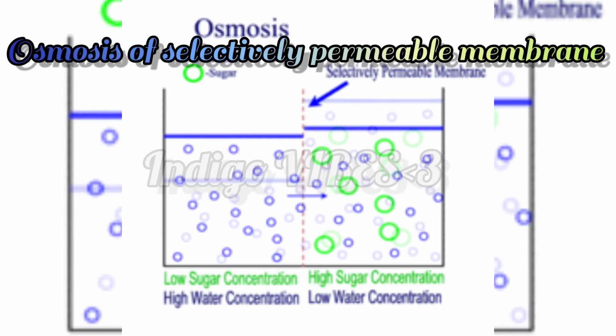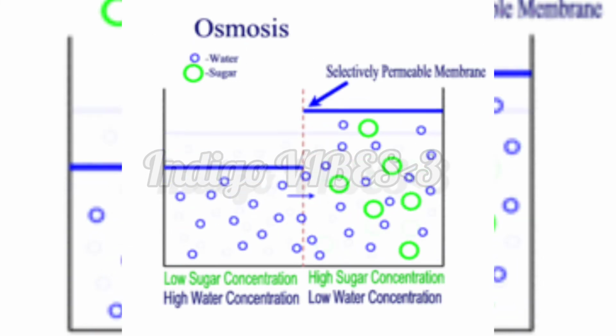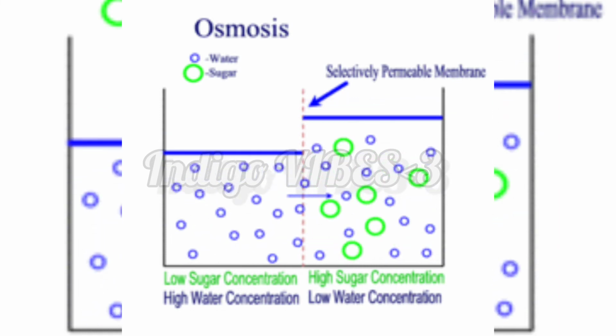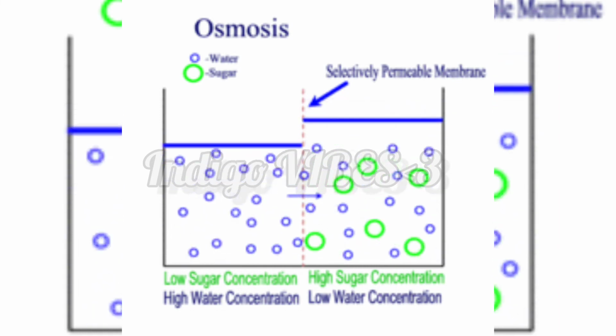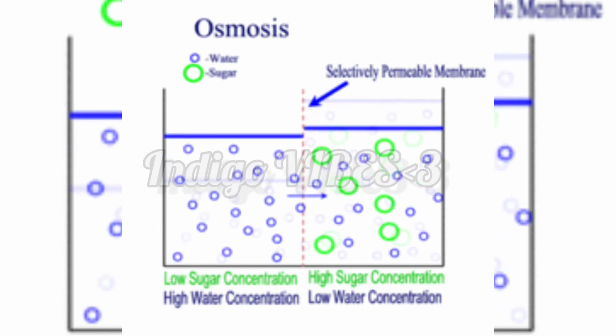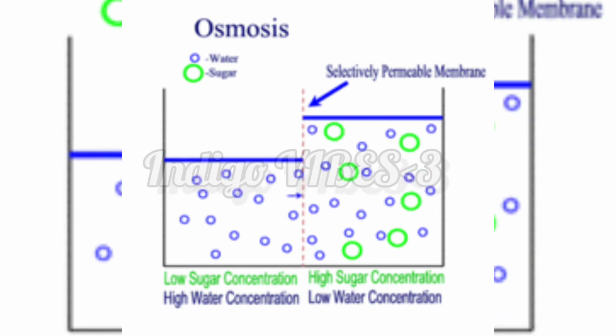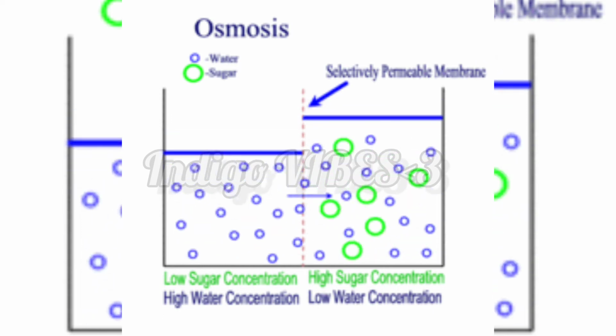Osmosis and selectively permeable membrane. Osmosis is the movement of water across a semi-permeable membrane. Osmosis is a selective process since the membrane does not allow all molecules to pass through it. Water is usually the only free-flowing molecule across this membrane.